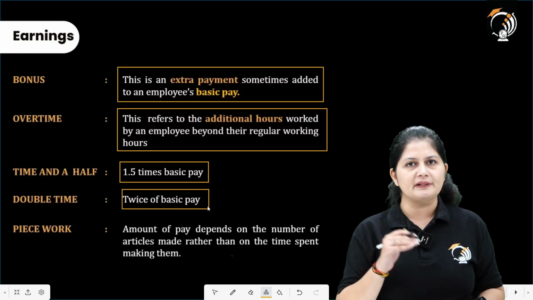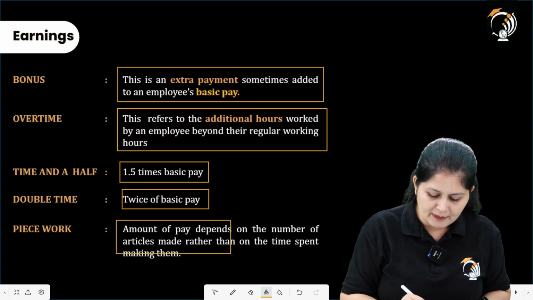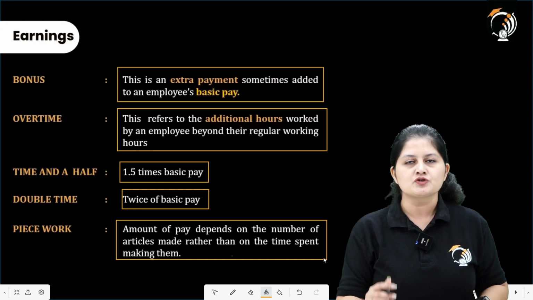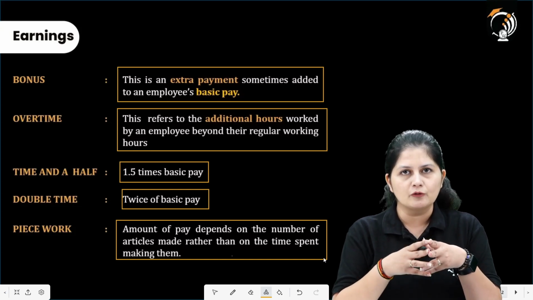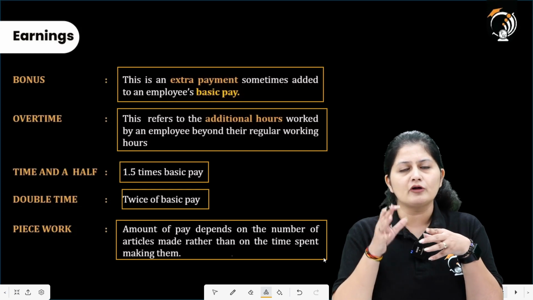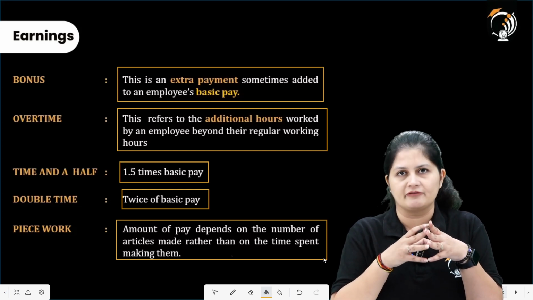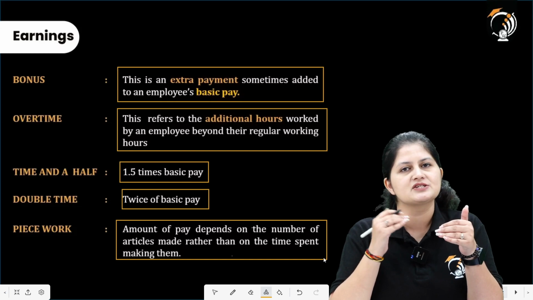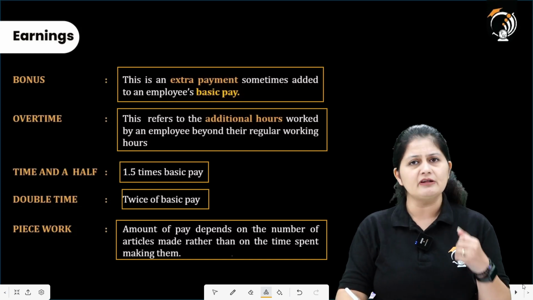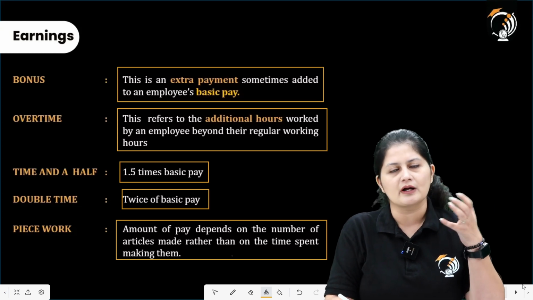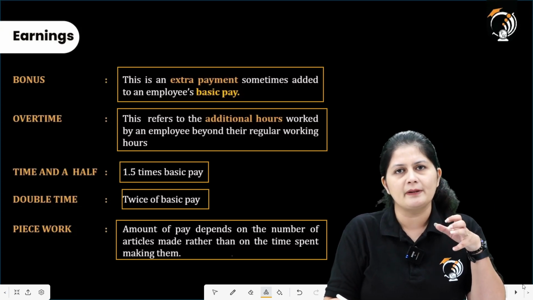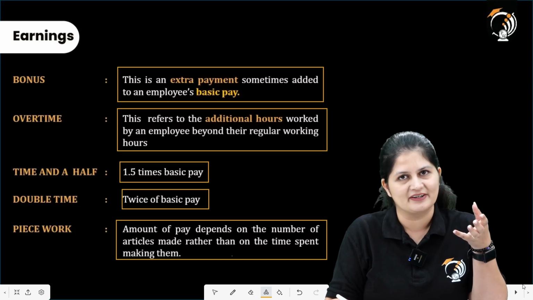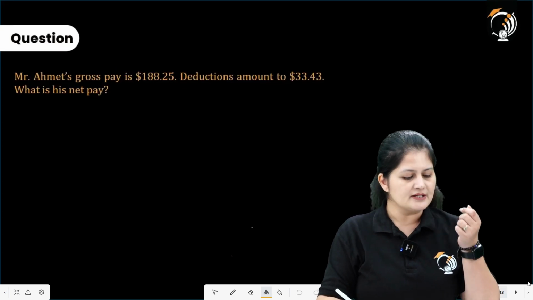Further, if we talk about piecework, the amount of pay depends on the number of articles made rather than on the time spent making them. So at the end, what matters is the output, what you are delivering, rather than how much time you have taken to deliver it. All that matters is the result. So that is what we call piecework. Even if you complete that work in 1 hour or in 5 hours, you will be paid the same because you will be paid for the work that you deliver. Clear?